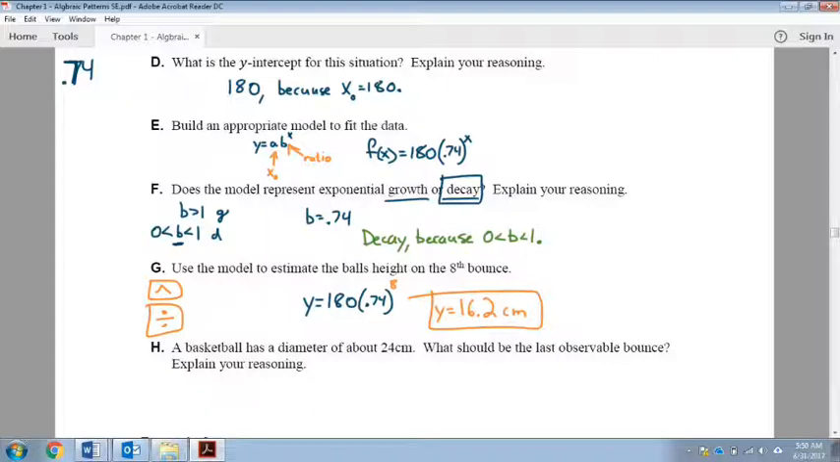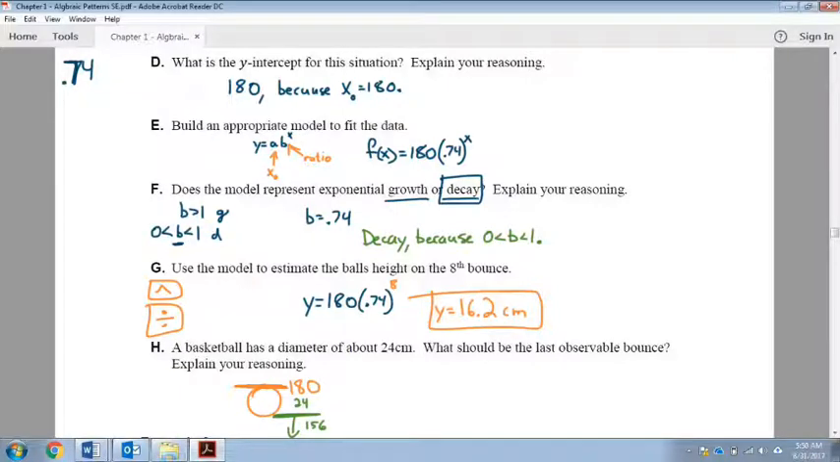Well, think of it this way. She's measuring to the top of the ball, right? So at the first bounce, she's dropping it from 180 centimeters. Or, since the ball is 24 centimeters tall, if you're just saying how high is it off the ground, from here to the ground is 180 minus 24, which is 156. It's only 156 centimeters off the ground.